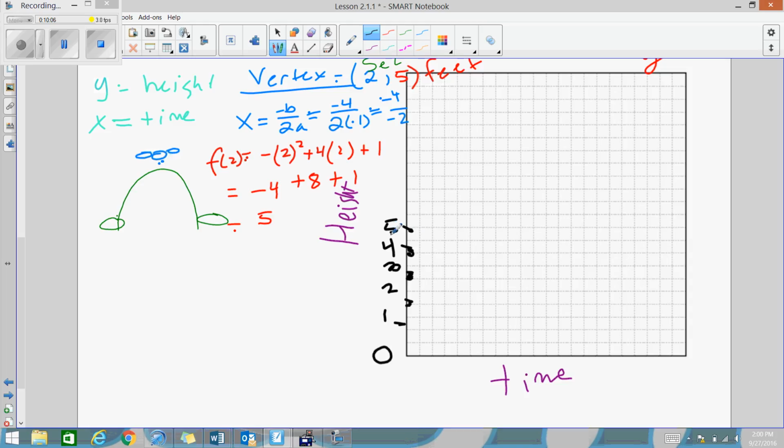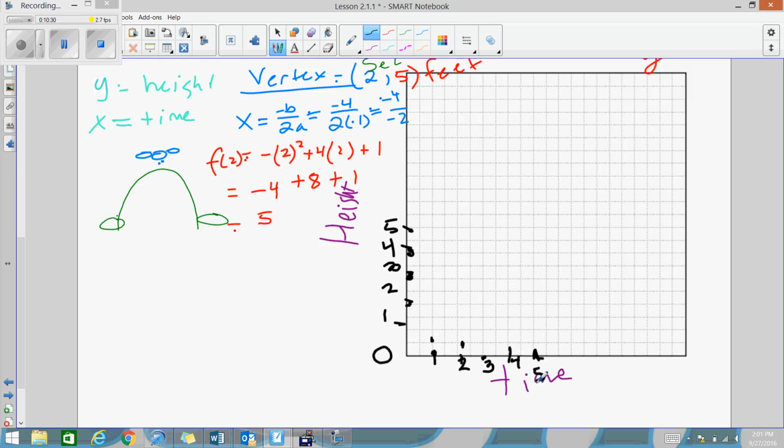And our time we're going to do in seconds. So I have to be down here. 1, and notice I keep splitting them, 2, 3, 4, and then 5. I'm sorry for how crappy this looks.